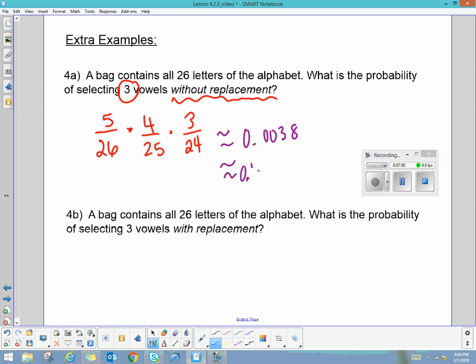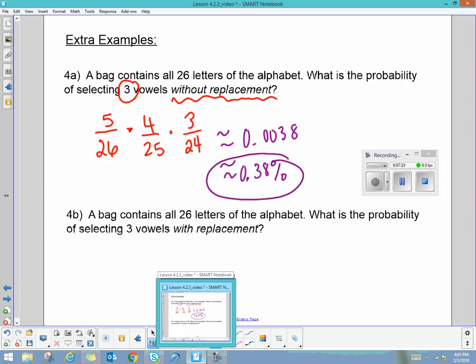So you get less than 1% of a chance of this occurring. All right, let's try one more before we try the PBT.